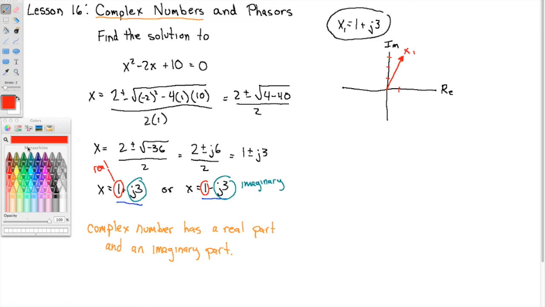And our other solution is 1 minus j3. So we can plot that as well. That would go 1 unit to the right and down 3 units. I call that x2. So there are our complex numbers in this complex plane. The imaginary versus the real is called the complex plane.